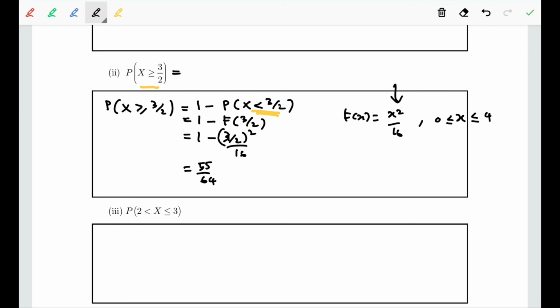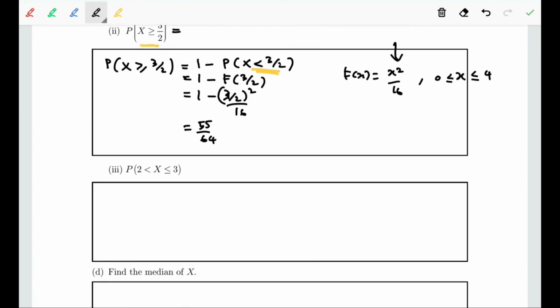Okay, and proceed with the next. This question asks to find X greater than 2, less than or equal to 3. So this is in between two values. You can just right away write down F of 3 minus F of 2.